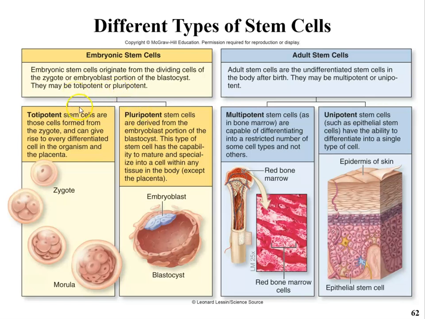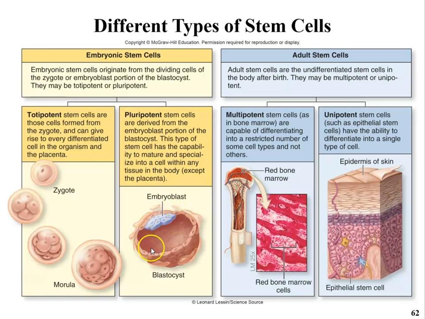So if they originate from the zygote, these would be totipotent stem cells. So totipotent stem cells are those cells formed from the zygote and can give rise to every differentiated cell in either the organism and the placenta, okay? So these can literally become any cell in the body or the placenta. Whereas pluripotent stem cells are derived from the embryoblast.